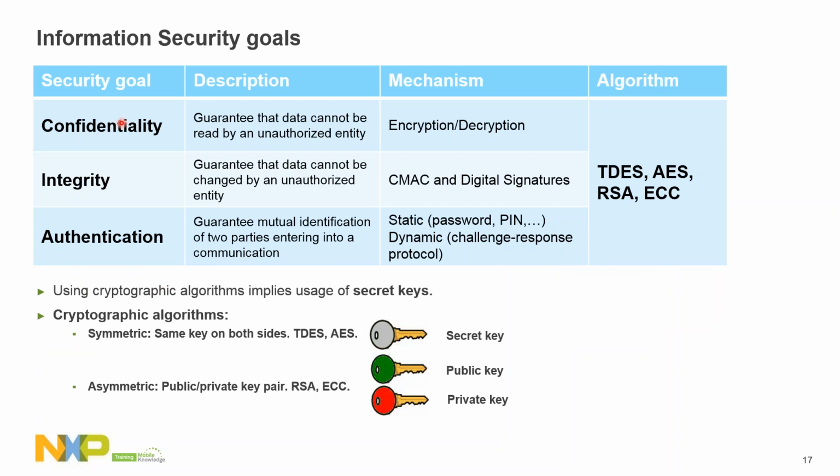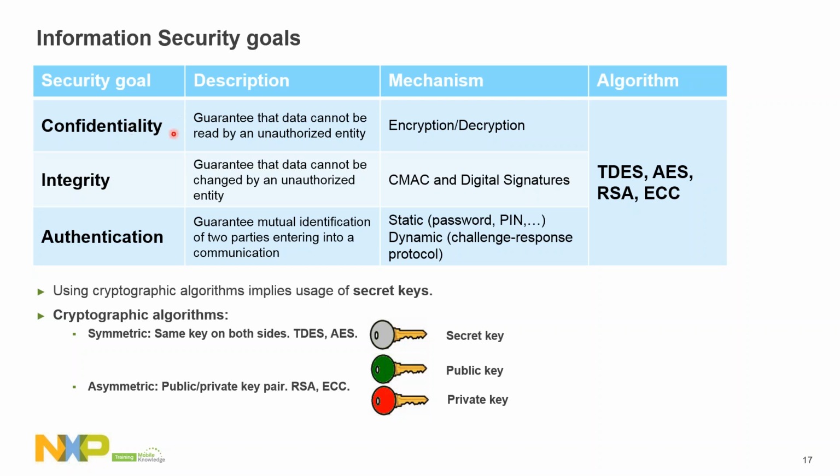First, confidentiality. In this case, we want to guarantee that the data exchange cannot be read by an unauthorized entity. So, someone spying upon the communication would not understand anything if this entity or person is not in possession of the same secret key. As said in the previous slide, for every threat there is an information security goal, confidentiality in this case.